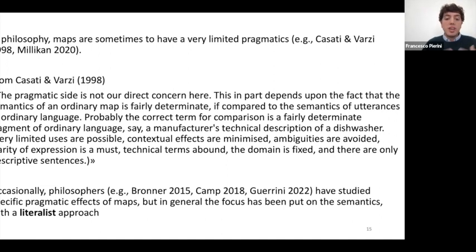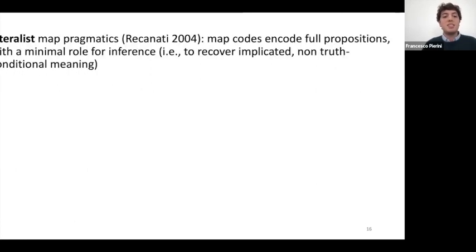It's true that occasionally philosophers have studied some pragmatic effects, but these studies are very limited, and the general focus was rather on semantics with a literalist approach, meaning that, again, map codes encode almost fully. Here I'm using literalist almost as a synonym of code model. Basically, the map codes fully encode represented propositions, with a minimal role for inference, which is devoted to recovering implicated non-truth-conditional meaning.